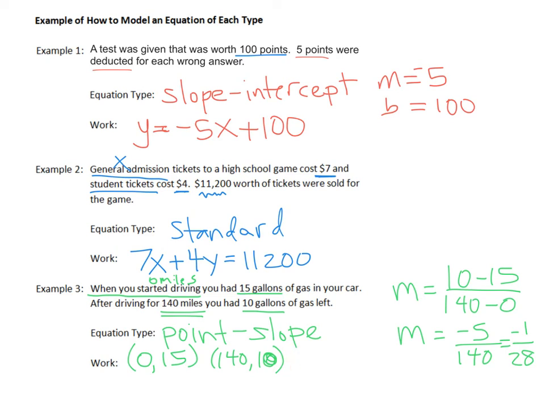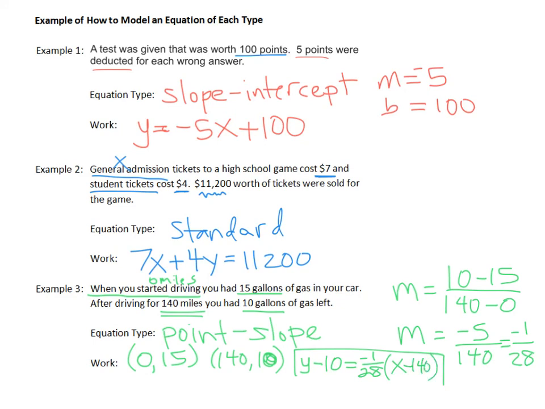So I'm going to use this space right here to write my equation for this one. I apologize, it got a little squished over here. So I'm going to write in point-slope form. I'm going to write y, and then I've got to pick one of these 2 points to use. I'm going to use this one here. So here's my y value, positive 10. So I'm going to write y minus 10 equals negative 1 over 28, and then x, and our x1 value is 140, so minus 140.